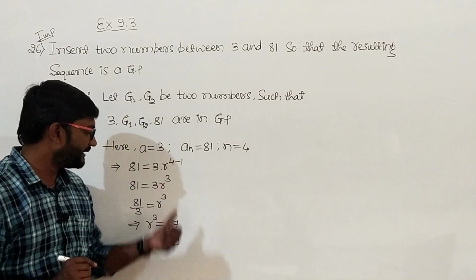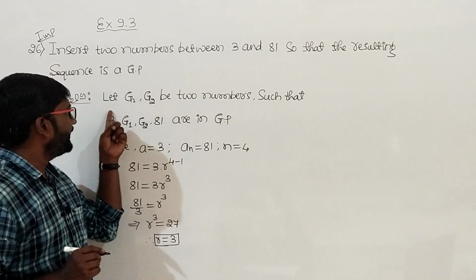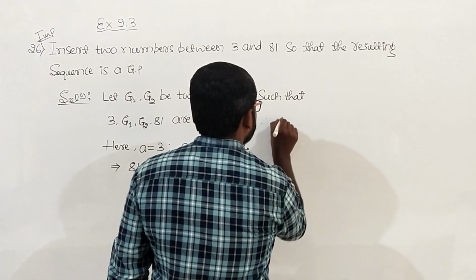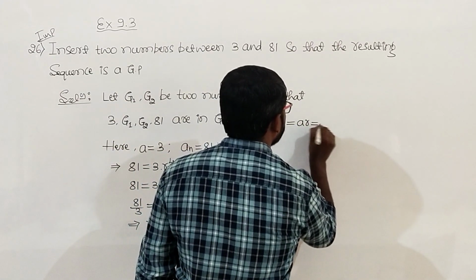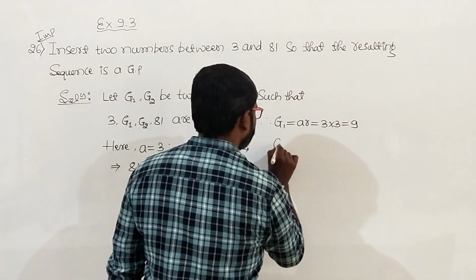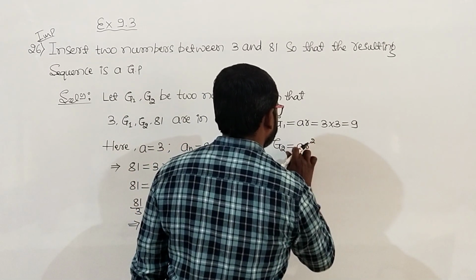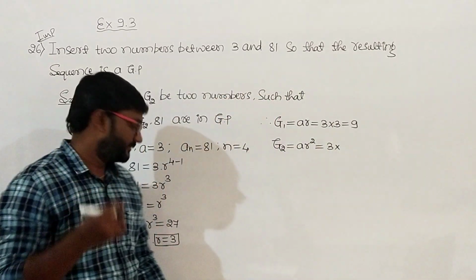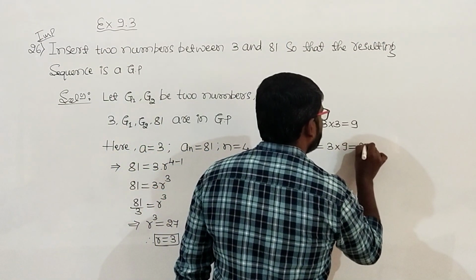So you know the first term and you know the common ratio. We can write the second term and the third term: ar square, ar cube. Therefore G1 equals ar. What is a? It is 3 into 3, that will be 9. And G2 equals ar square. What is a? It is 3, and then r square, 3 square, that will be 9. So we get 9 times 3, which equals 27.